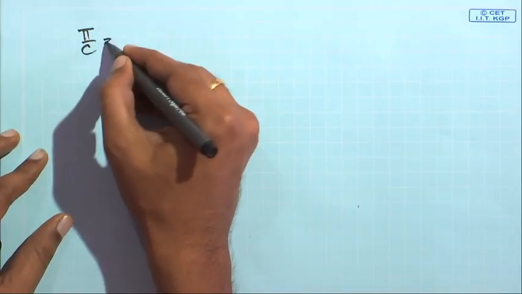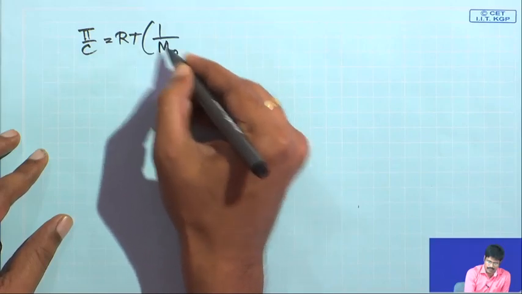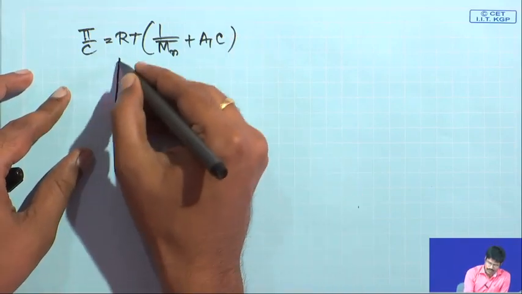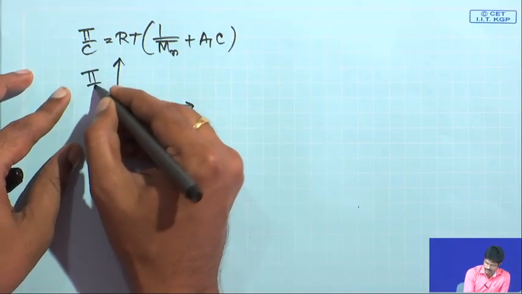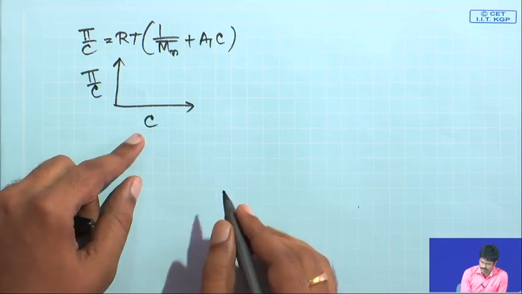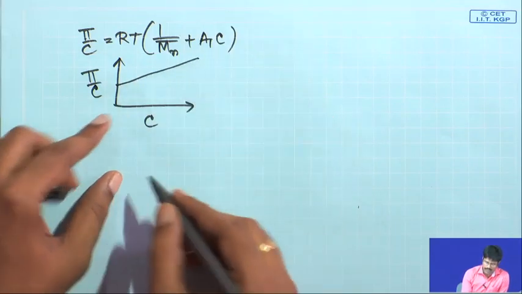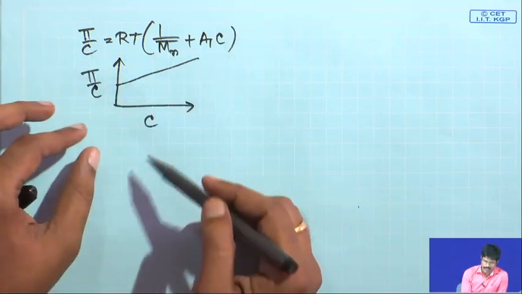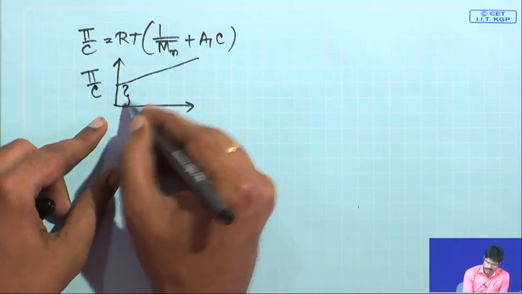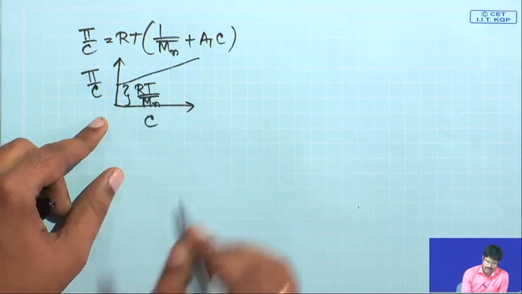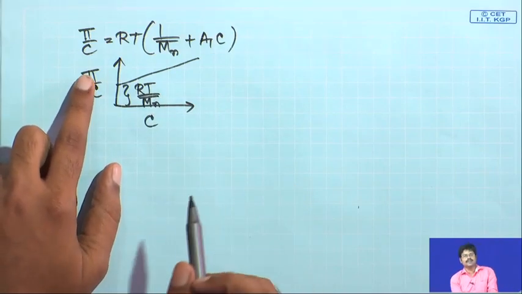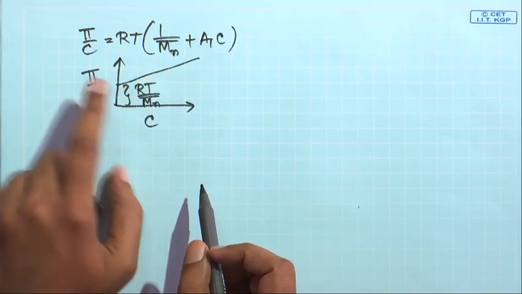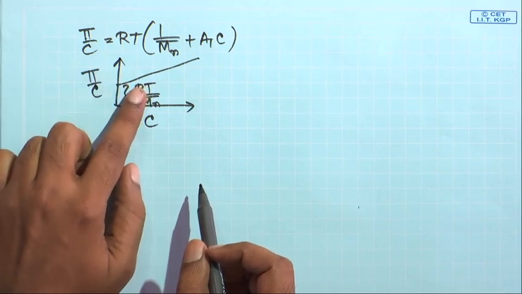pi by C equals RT into 1 by Mn plus A1 C, let us say you have this expression. So you plot this pi by C as a function of concentration, and what you will obtain is a straight line as a function of concentration, and this intercept will be RT by Mn. So if you can measure this pressure at different concentrations of the polymer and plot pi by C versus C, then you can find out RT by Mn.